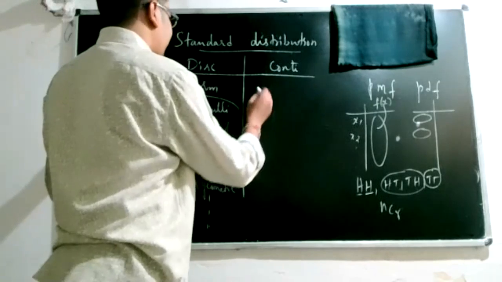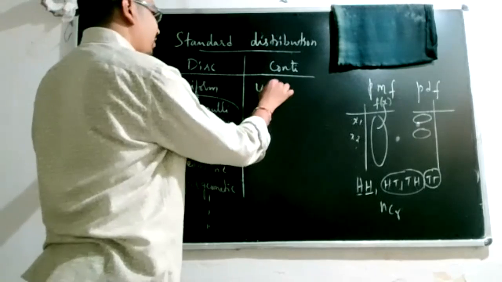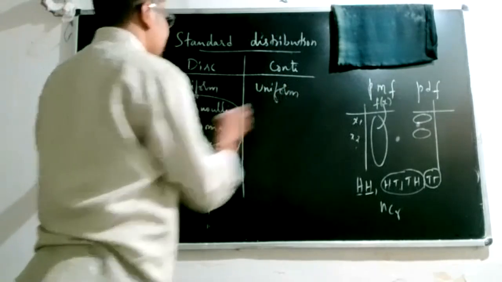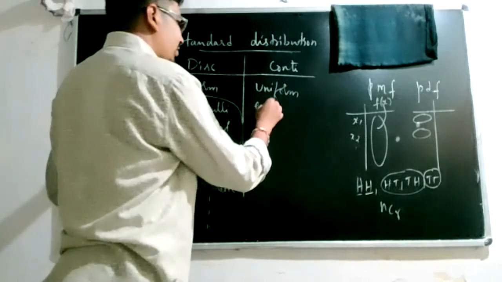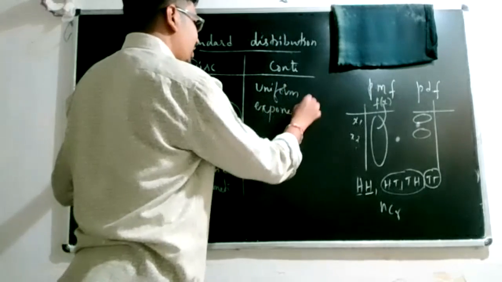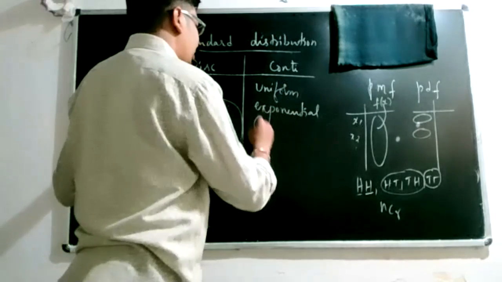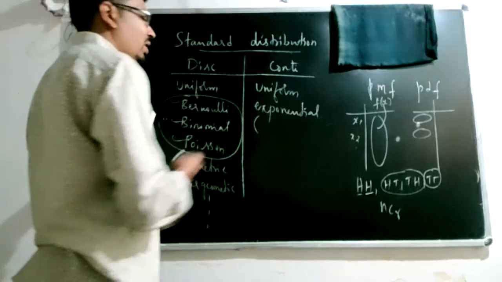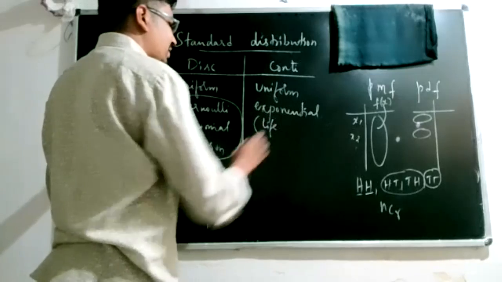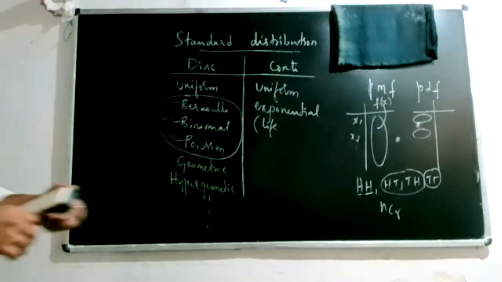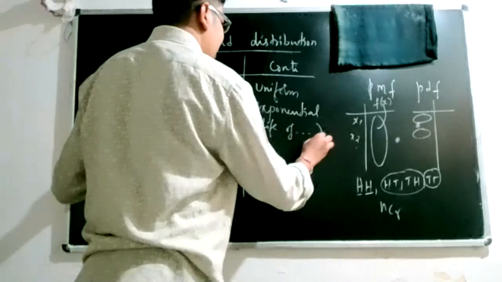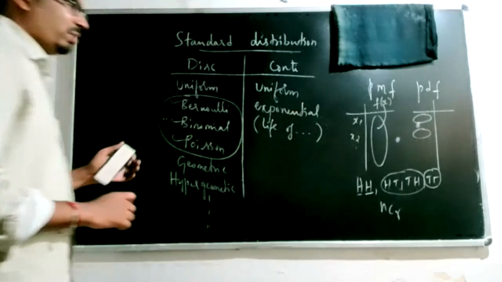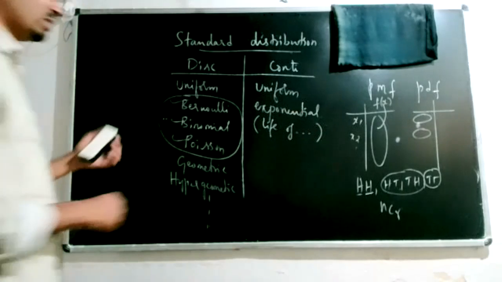Then in the case of continuous distributions, again you have a case called uniform. So we call this discrete uniform, and we call this continuous uniform. Then you have the exponential distribution. This is the most widely used distribution when you look into the life of certain components: life of bacteria, life of virus, life of electric components, etc. To study that particular property, we'll use the exponential distribution.